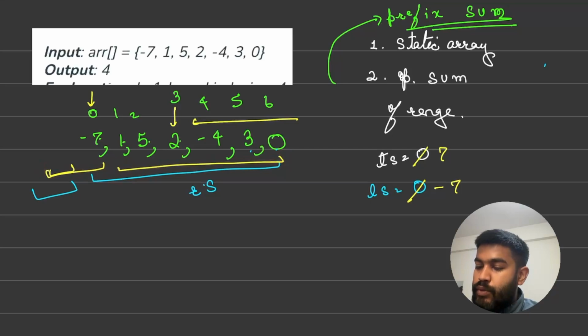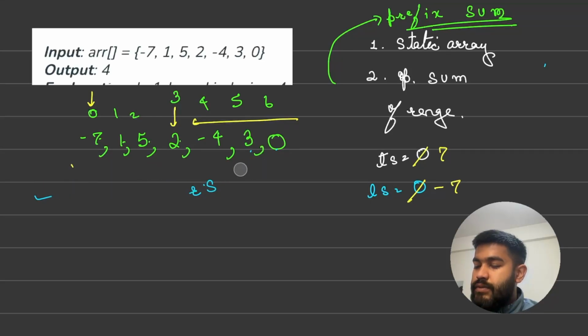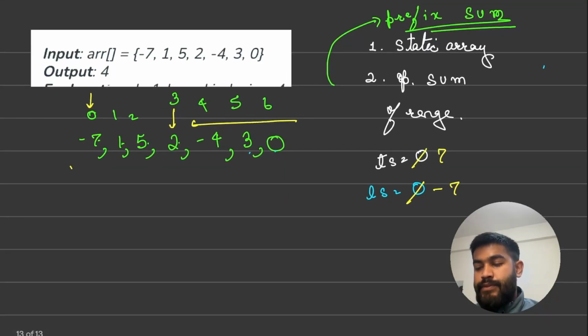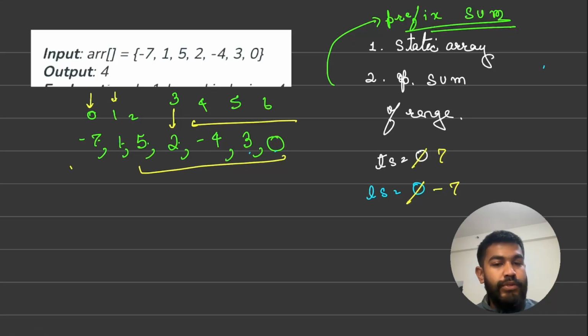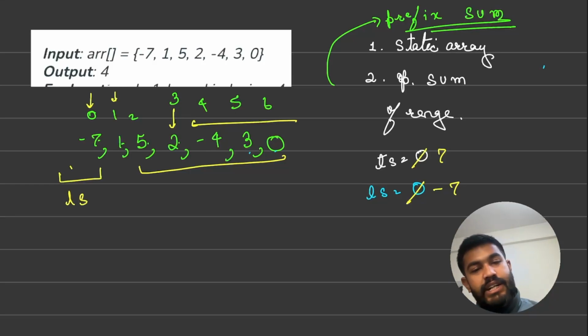Now let me remove these all to avoid confusion. Now, if we have the sum of this side, then if we want to consider this element, we should remove that side. And this side is already good enough. Left sum is indeed minus 7.